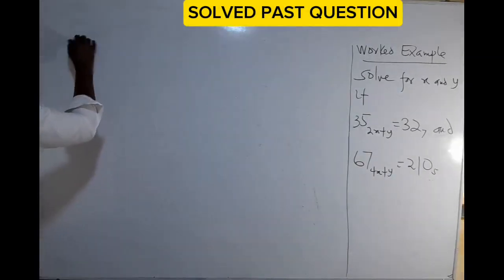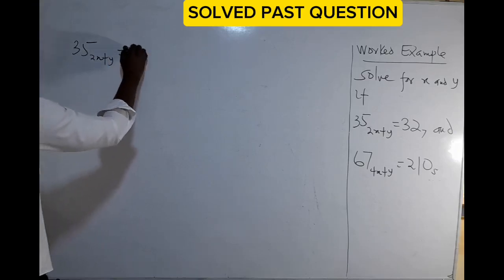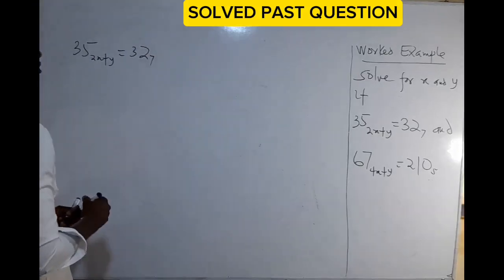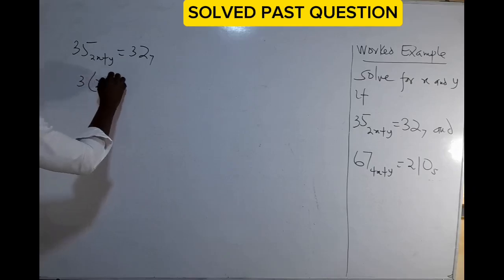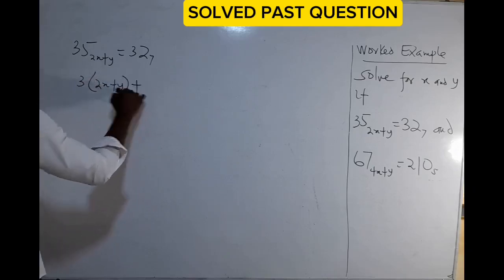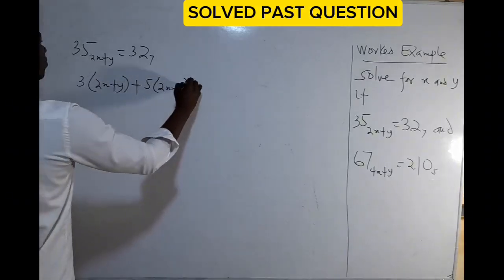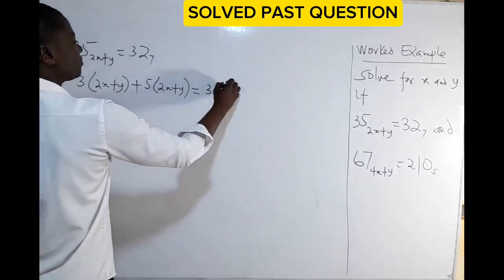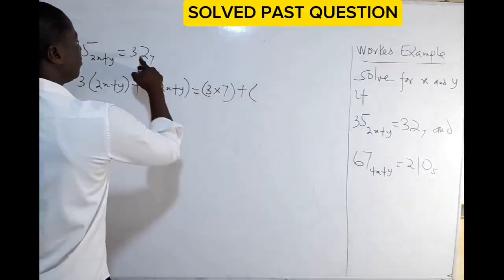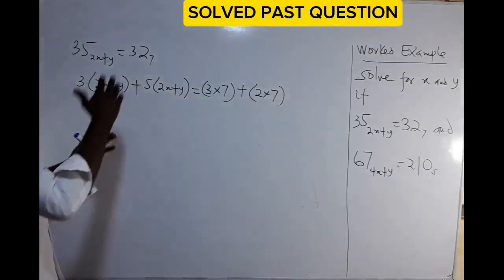The first one is 35 base (2x plus y) equals 32 base 7. So this is number basis, okay? We multiply the digit by the base, one after the other. So 3 times (2x plus y) plus 5 times the same thing, that's (2x plus y). So we are done with the left. Now on the right, we have 3 by 7, plus then we have 2 by 7, okay?